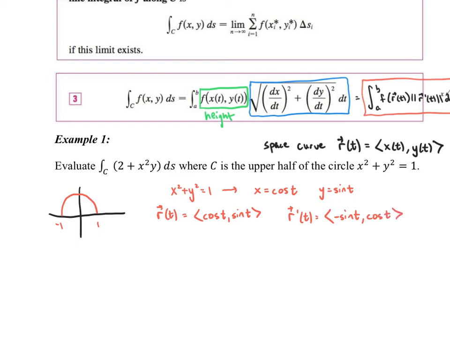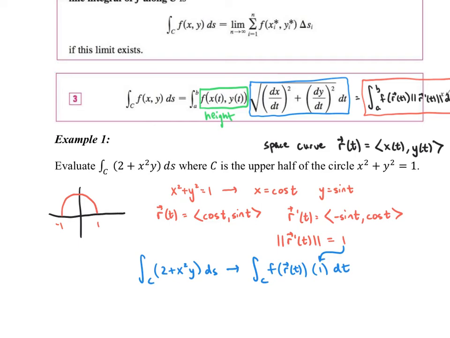And then we also need the magnitude of r prime, and we've done that a bunch of times. That's just 1. It's going to be the square root of sine squared plus cosine squared, which is equal to 1. So a pretty easy transformation here. So what we're going to take is our line integral, which is 2 plus x squared times y ds, and we're going to convert that into the line integral of f of the vector r of t for right now, times 1, which comes from that, and then times dt.